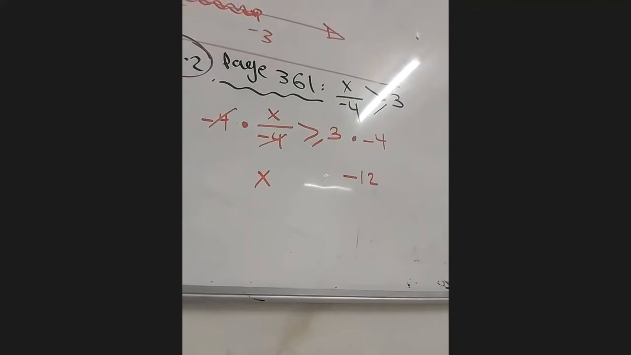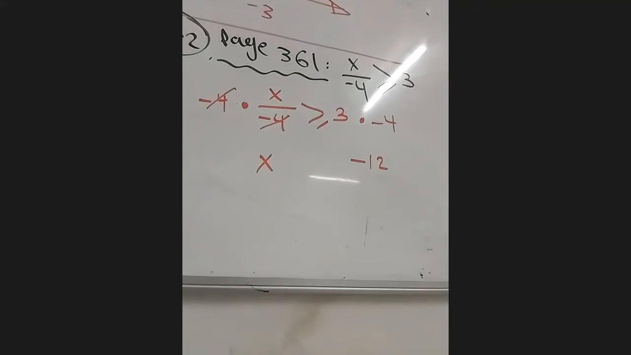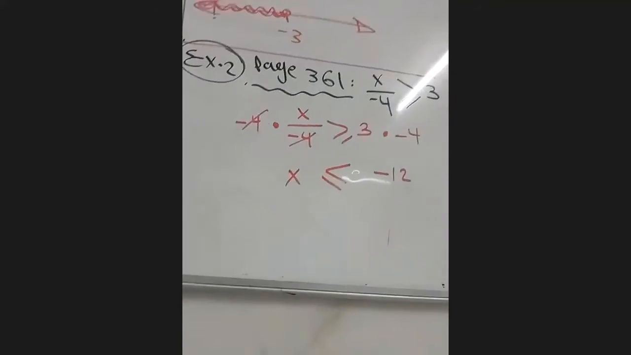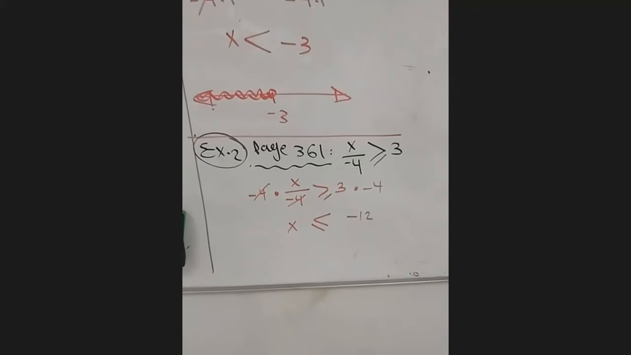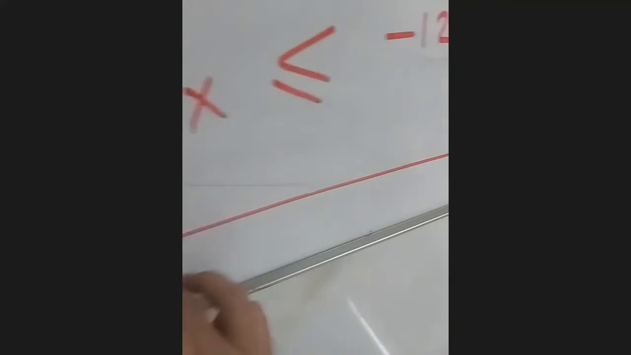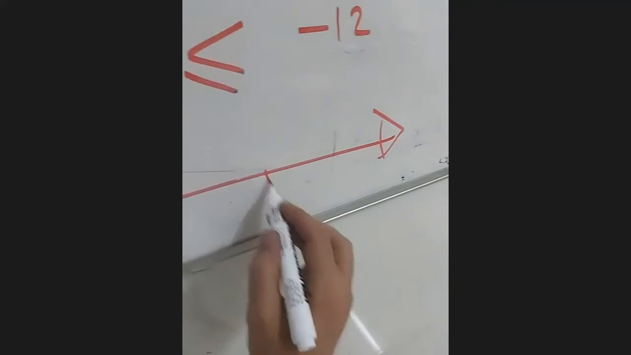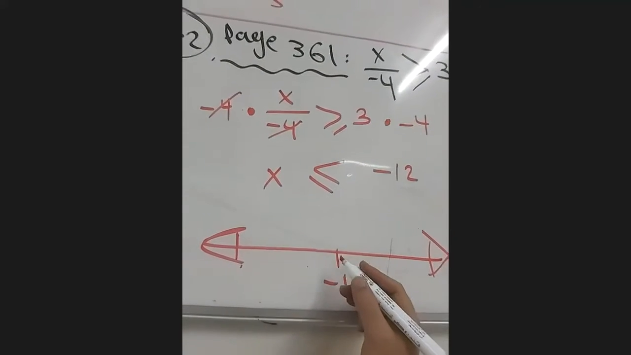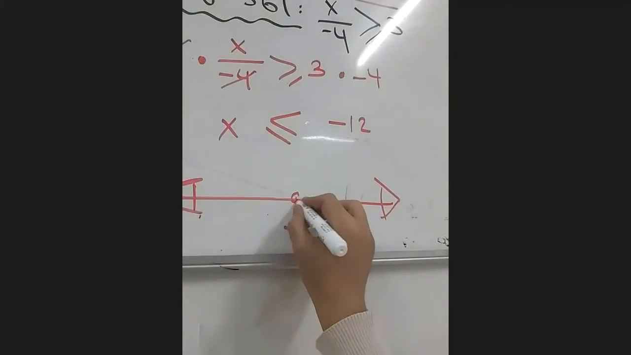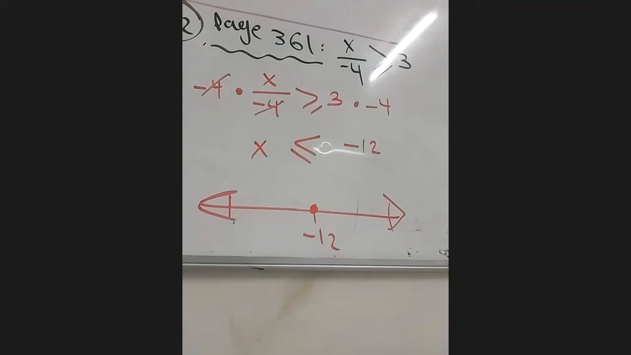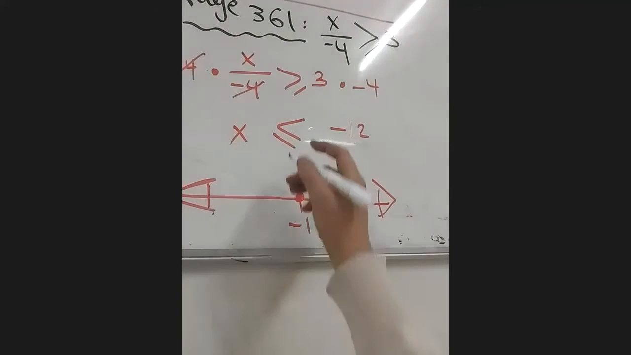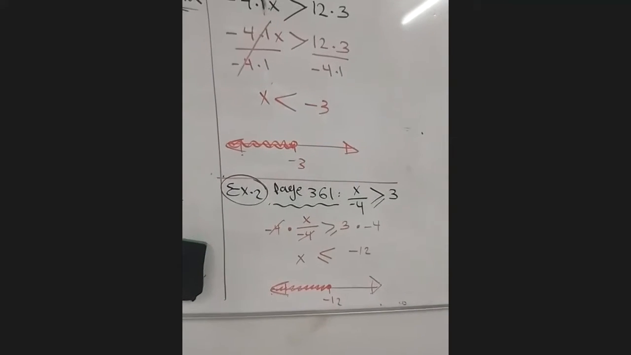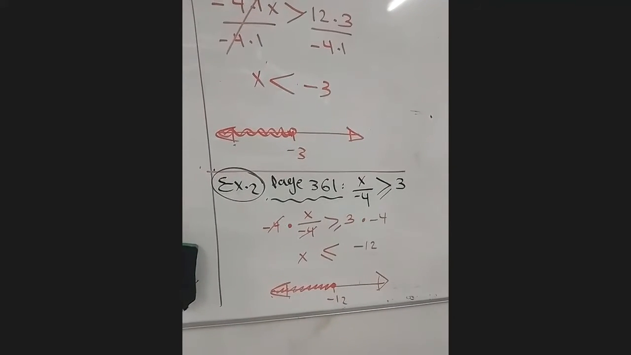Positive. And here what will we do? Flip the sign. Excellent. So x is less than or equal to 12. Now let's graph it. Here we have 12. Now, open circle or closed circle? A closed circle. Will we go to the left or to the right? To the left, because we have less than. This is example 2, guys, on page 361. Check it, please.